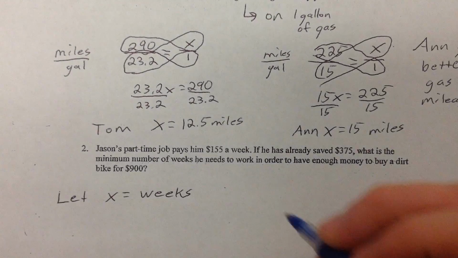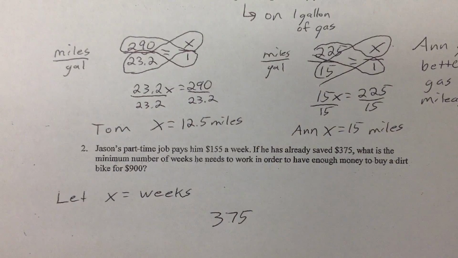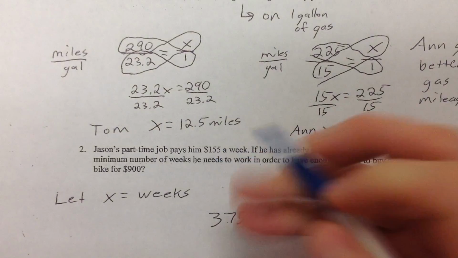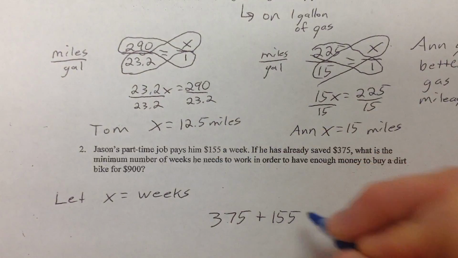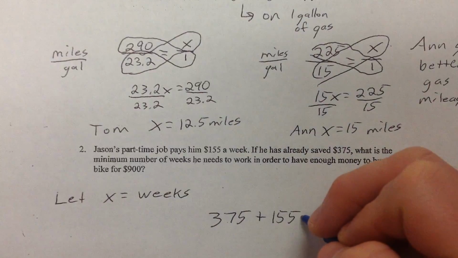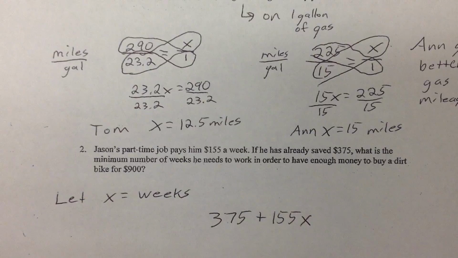He has already saved $375, so he has $375. That much is set. We want to know how many weeks he has to work, and he gets $155 per week. So that's going to be plus that $155. Now, if it was just 1 week, we'd be done: 375 plus 155. But we don't know how many weeks he needs to work, so that's where the x comes in. These two numbers are going to get multiplied. So if he works 1 week, it's 155. If he works 2 weeks, it's 310, and so on and so forth.